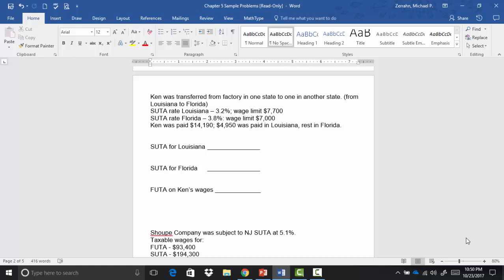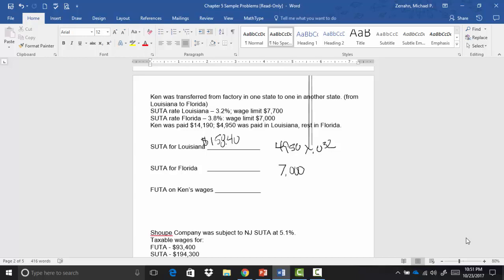Ken was paid $14,190 for the year. Of that, $4,950 was paid in Louisiana. The rest was paid in Florida. For Louisiana, he made $4,950. We're going to multiply that by 0.032. So in Louisiana, he had to pay $158.40. In Florida, where he works second, they have a limit of $7,000.